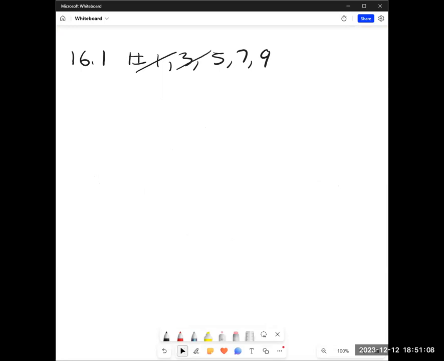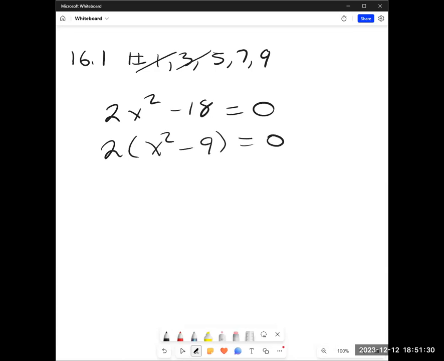Notice that in all these examples, we've had a second degree polynomial, and we've had two solutions to it. Now we have 2x squared minus 18 is equal to 0. So let's factor out that greatest common factor of 2. And then let's factor this difference of squares.